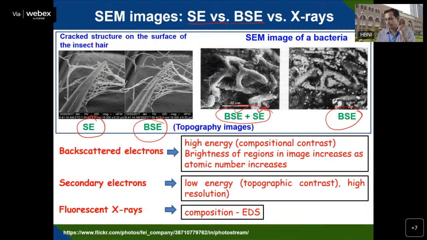So mainly backscattered electron, which has high energy, is mostly used for compositional contrast, and the brightness of the region in the image increases with the atomic number. If it is a high Z material, the region will be brighter in the backscattered electron image. Secondary electron is mainly low energy, so you can use it only for topographic contrast, topographic imaging, and it has high resolution. And you have fluorescent X-rays produced during this electron interaction, which are used for composition analysis, like energy dispersive spectroscopy.